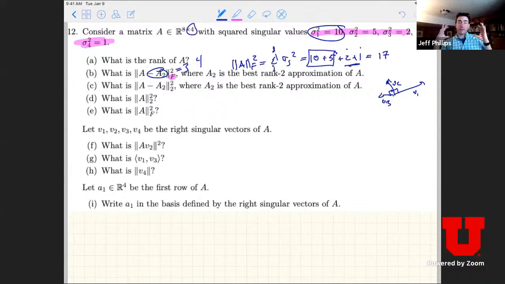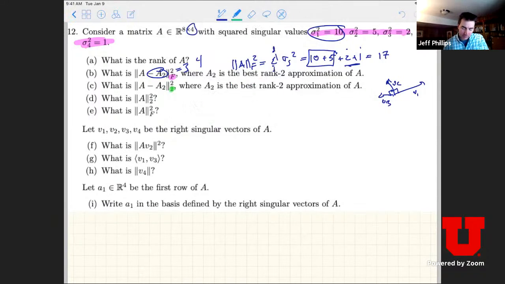So the norms of a matrix are easy to calculate once you have the singular values. Remember this trick. There's a homework question on this, and a bunch of people did this in ways which were more complicated than needed. If you have the singular values, you can just write out the norms based on those. Okay, A minus A2, the spectral norm now.